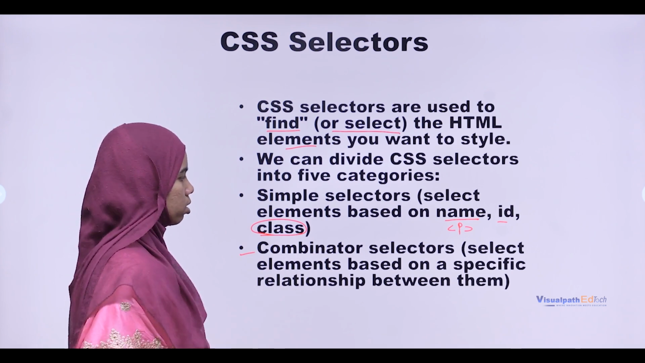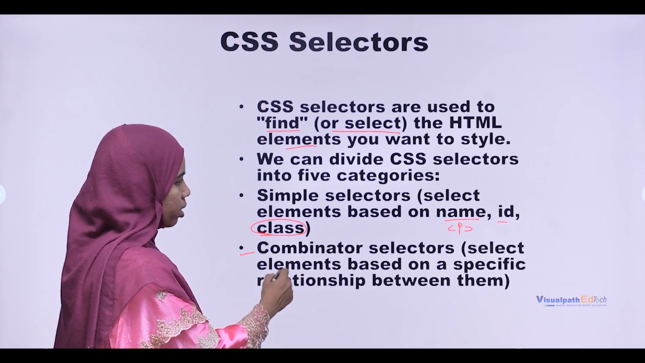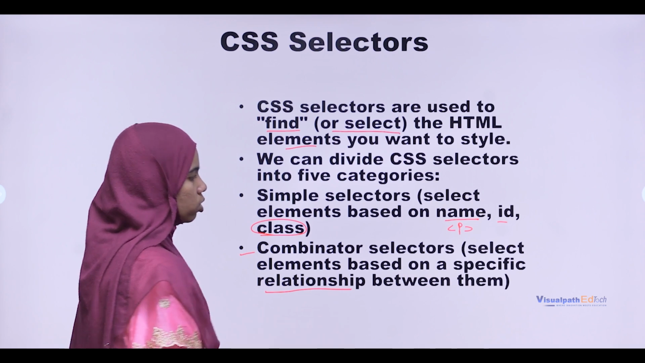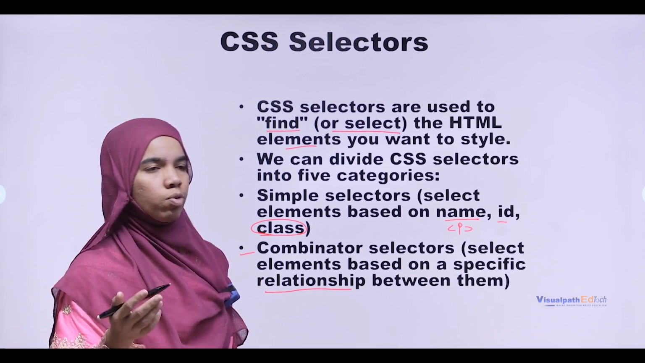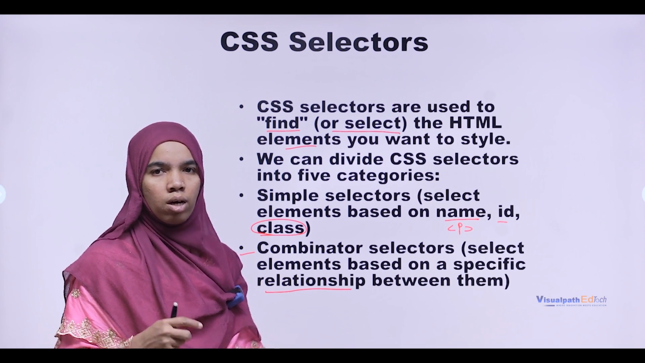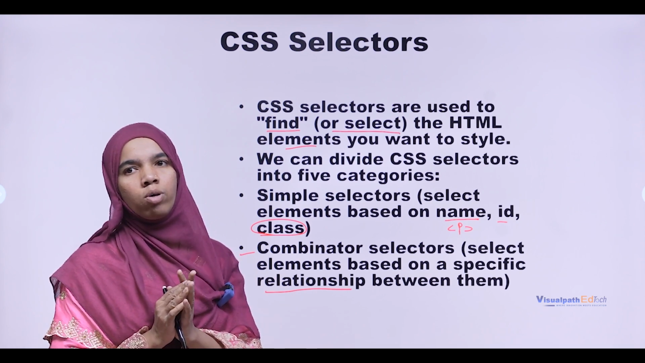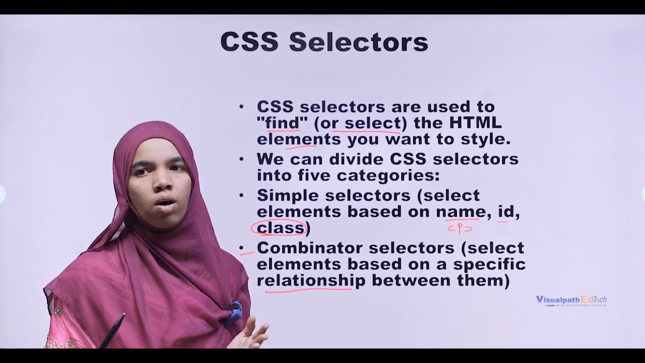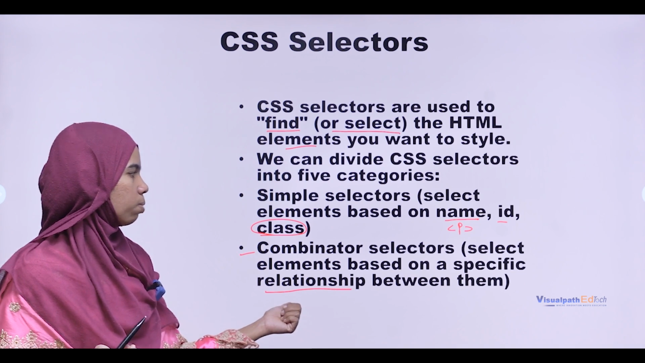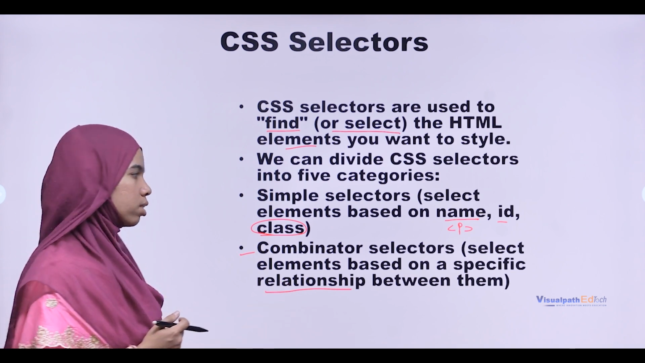Combinator selectors. Here we will be selecting the elements based upon a specific relationship between them. For example, we are using the image tag. For the image, I want to apply certain other features like filtrations and all that, and we will be able to apply them by using the combinator selectors.